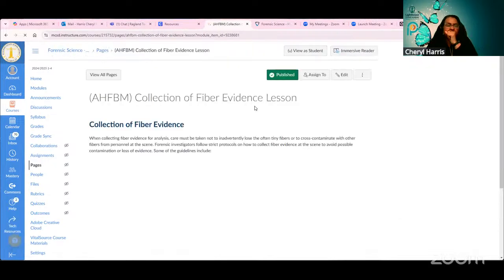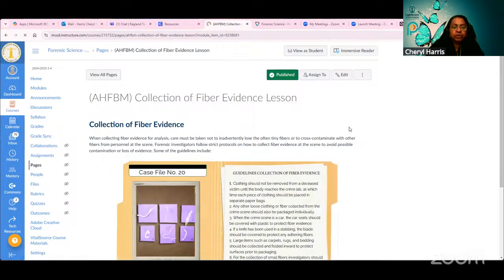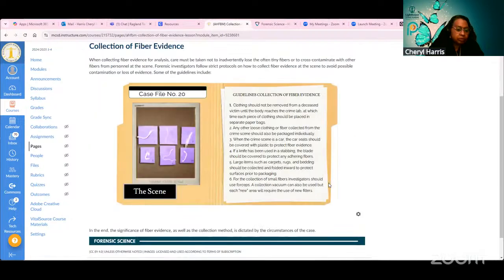Collection of fiber for evidence. So this is the section that you need to look at. Crime scene. Look at this one. Spend a little time with that.